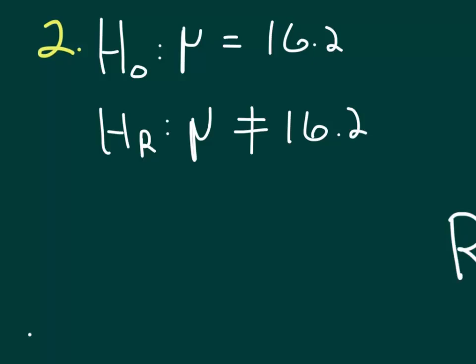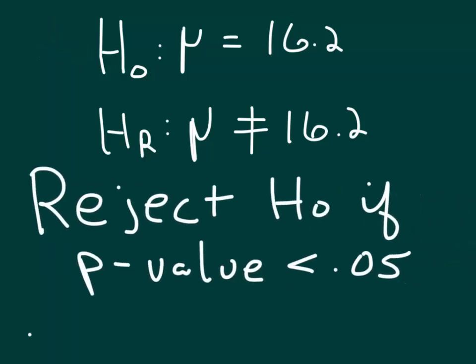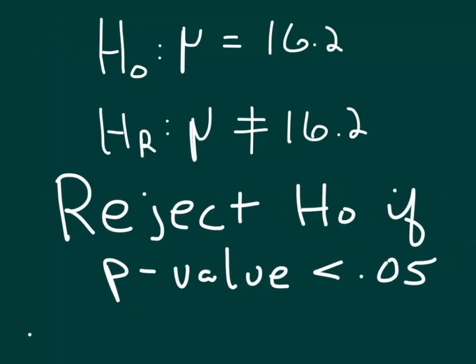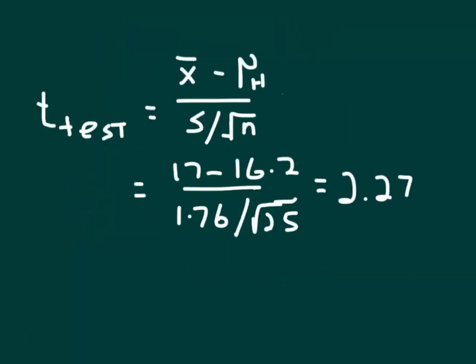Population means, same hypotheses. Null is that we're equal to 16.2. Research is that we're not equal to 16.2. We're still going to reject H0 if the p-value is less than 0.05. Again, nothing's changed there. Now here is what's changed.